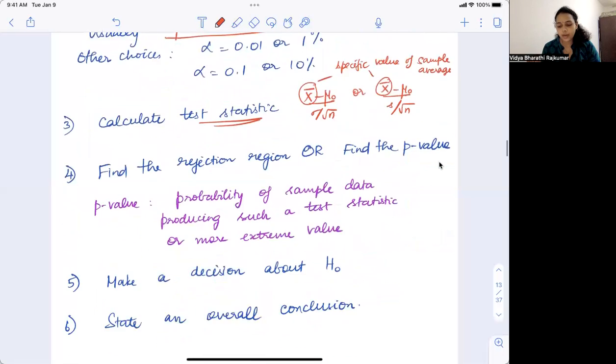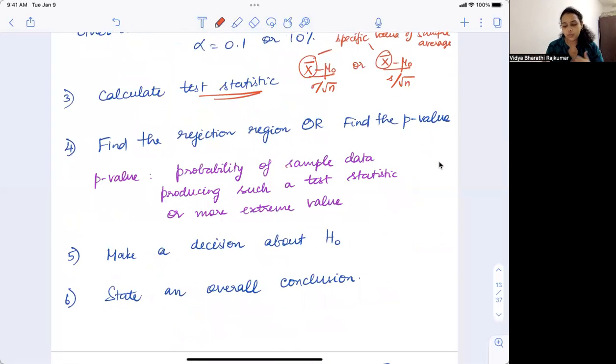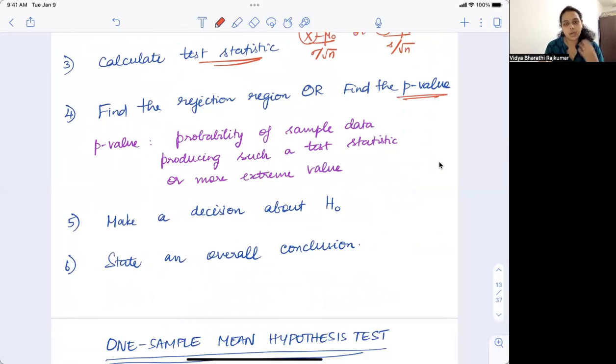The fourth step is to identify the rejection region. We'll either find the rejection region or something called the p-value, and we'll spend some time on this. The rejection region will be determined by the level of alpha you decide, and it will also be determined by whether your alternative hypothesis is two-sided or one-sided. So that's step 4. And the next step is to make a decision about the null based on the information we're gathering from steps 3 and 4, and then finally state an overall conclusion.